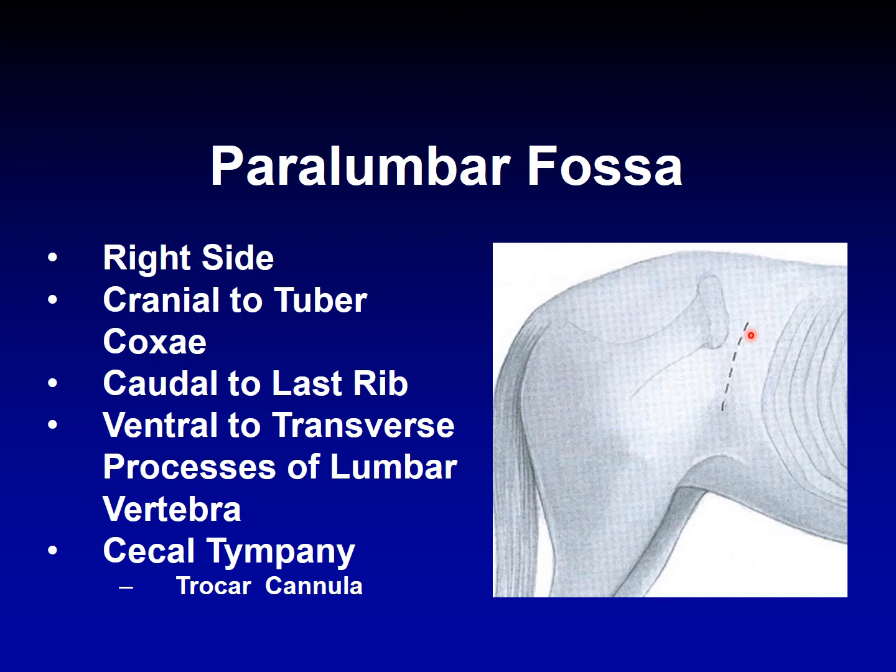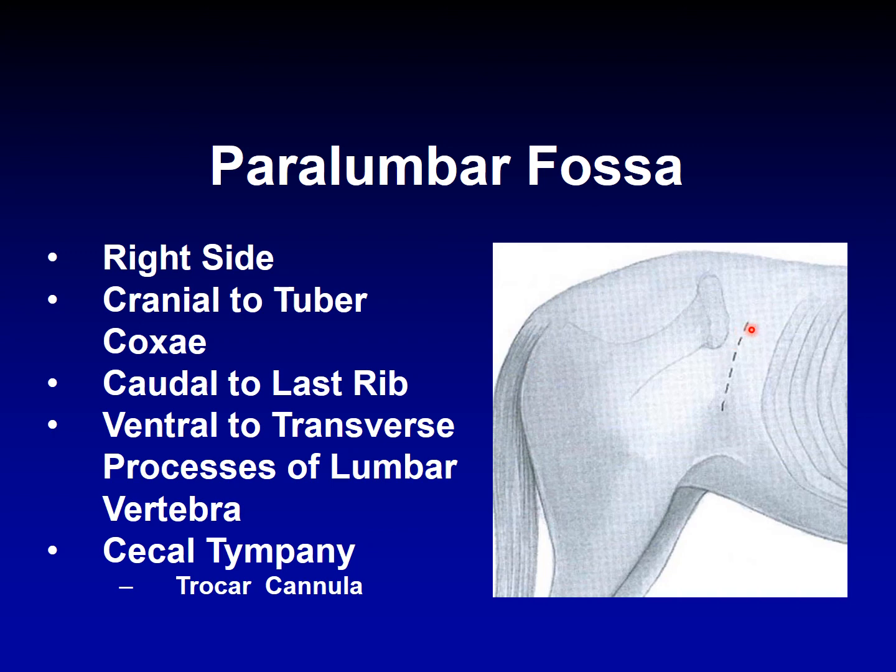In the cecal tympany, the cecum is located, or at least the base of the cecum is located on the right paralumbar fossa, and that's what we utilize the incision for, to deflate the cecum through a technique called the trocar and cannula. So we use a trocar and cannula type of instrument to basically stab the horse in the right paralumbar region to deflate the cecum if there is excessive air and excessive gases accumulating in the cecum. We call that cecal tympany.